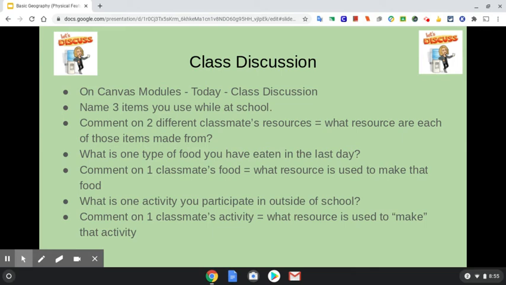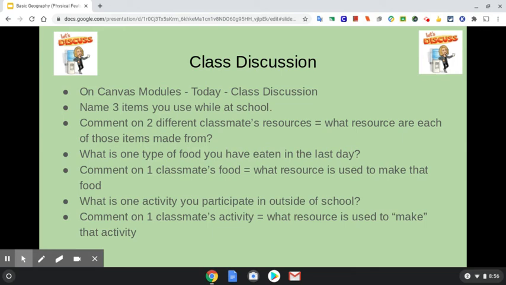So, for example, one of those items may just be a piece of paper, and you would just write that down. And think of some other things that you would use while you were here at school. If you're sitting at home, just think about what did you use at school, or what are you using while you're at home working on your schoolwork?